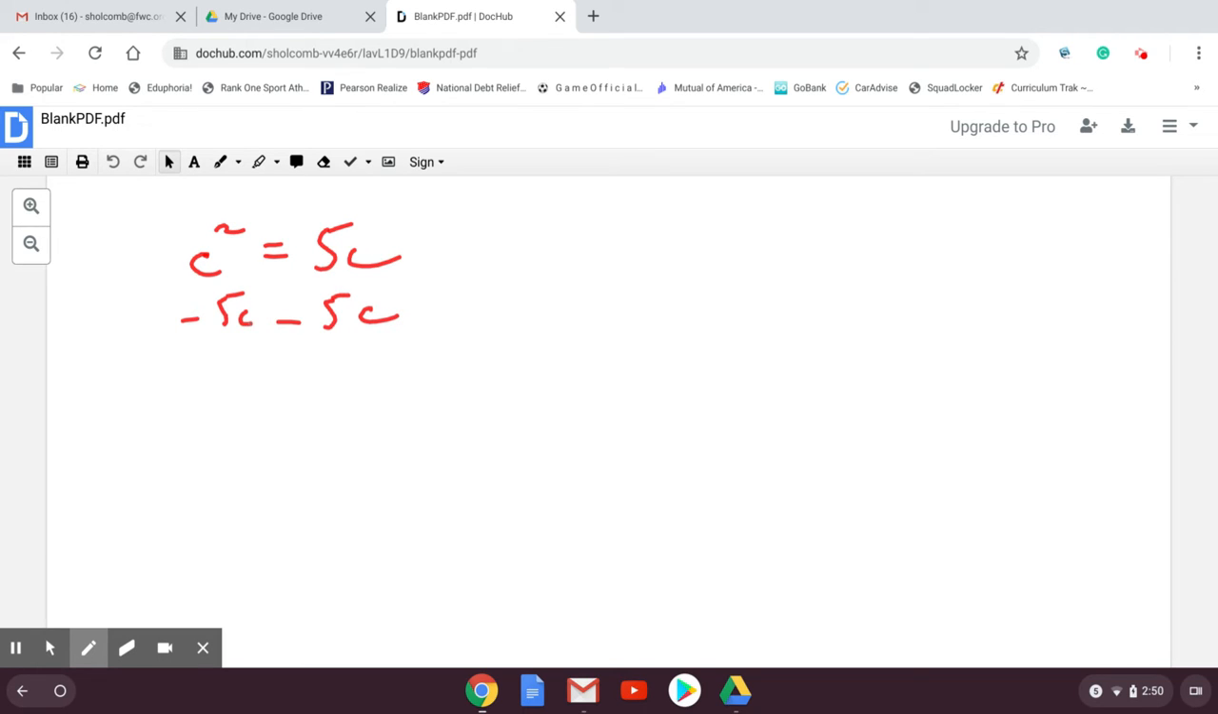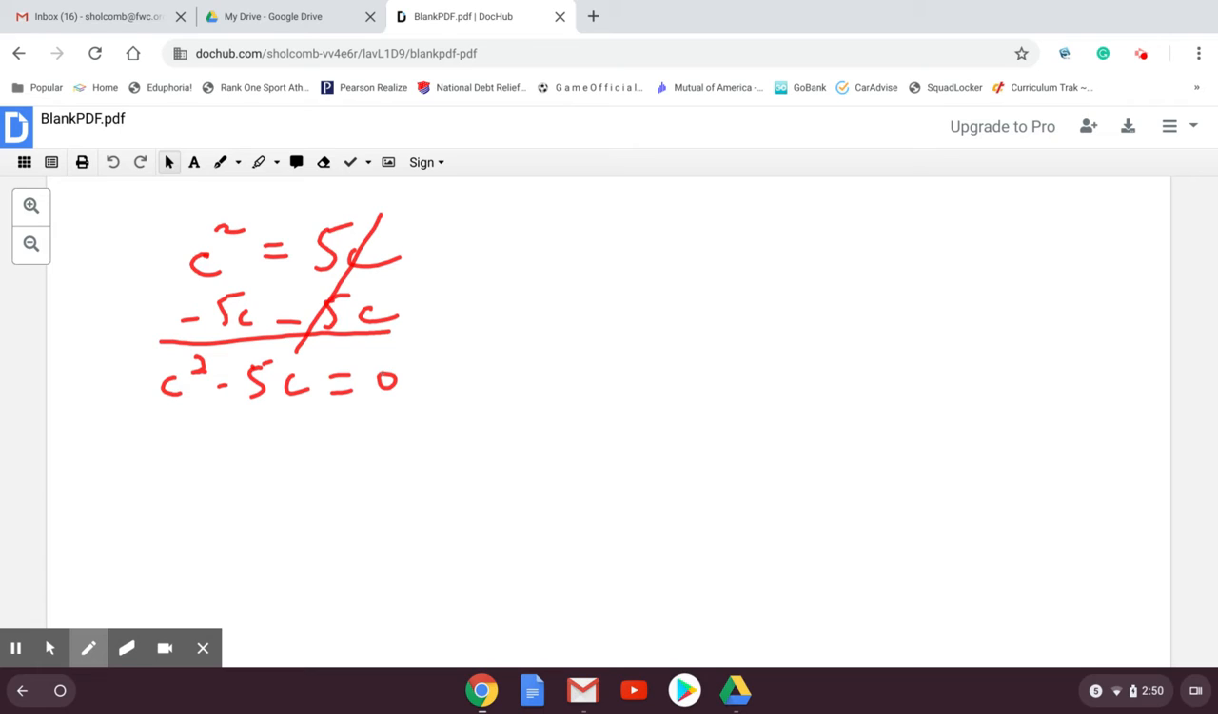And here's where I'm going to catch people that have not been following closely this last semester. C squareds and C's don't combine at all. You've got to leave them separate as c squared minus 5c equals 0. Remember, set every quadratic equation equal to 0. This is where everybody gets stuck.